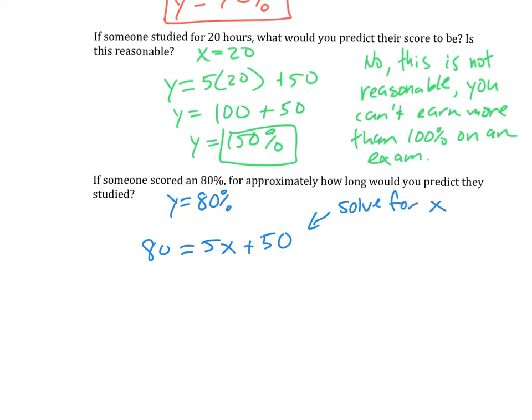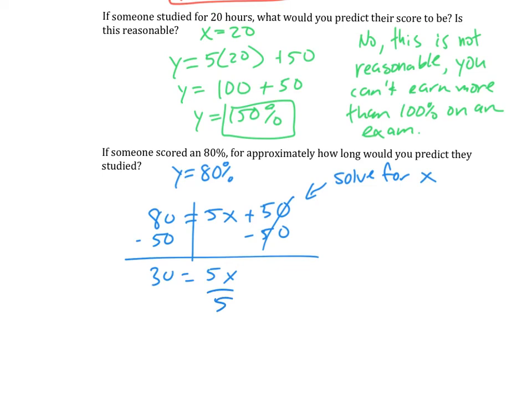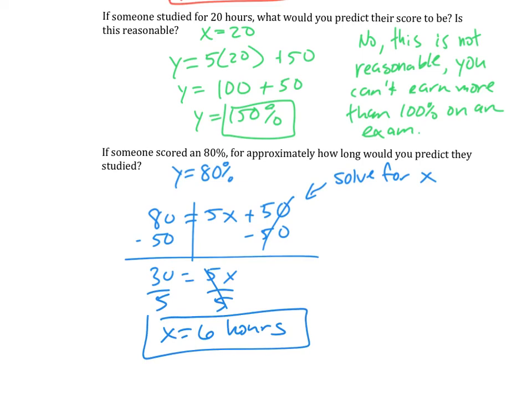We'll subtract 50 from both sides. 80 minus 50 is 30, and those will cancel out, so we get 30 is equal to 5x. Divide by 5 on both sides, and we know 30 divided by 5 is 6, so x is equal to 6 hours. So you would think that they would have studied for approximately 6 hours.